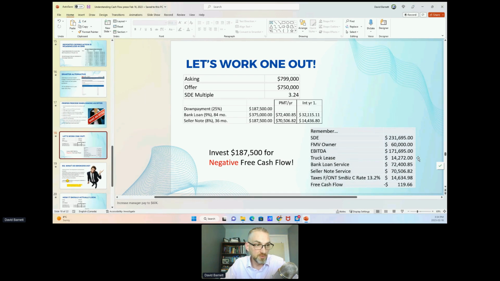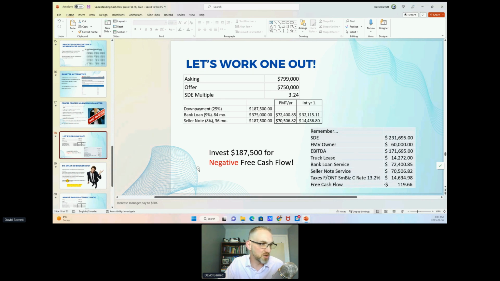That truck lease calculation that we did was 14.2. The bank loan is 72.4. The seller note service is 70,500. The taxes in Ontario, assuming a small business corporate tax rate of 13.2%, because remember, a big part of the loan service is principal. That's part of your profit, right? So you still have to pay tax on it. So this company would have a tax bill of 14.6 and end up, the buyer would have to go find 120 bucks by looking through the cushions on the couch looking for change to cover the deficit, because there's not enough cash flow in this scenario, right?